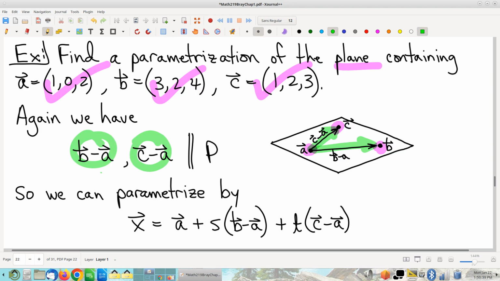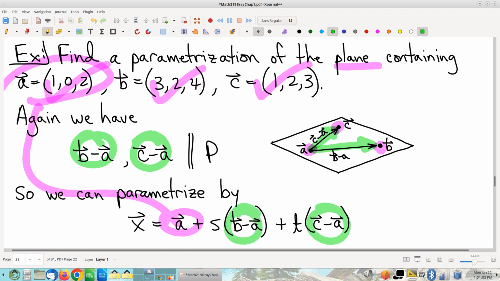To find the equation, I needed a normal vector, so I had to do like a cross product or something. But here, I don't. Here, I just need any point in the plane. I have 3 of them. I'm going to pick A for no particular reason, other than that I like small numbers. Right? And now I've got these 2 direction vectors. And we'll use, again, S and T as my parameters, and done. Parameterization of that plane. Everybody good?